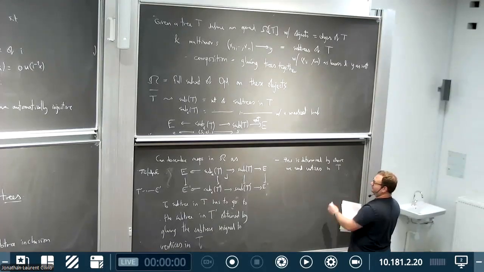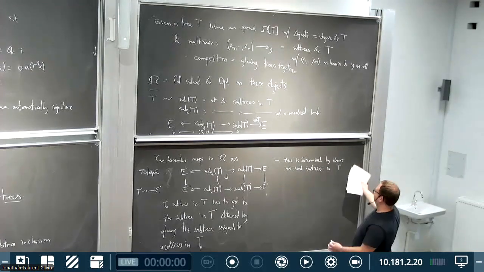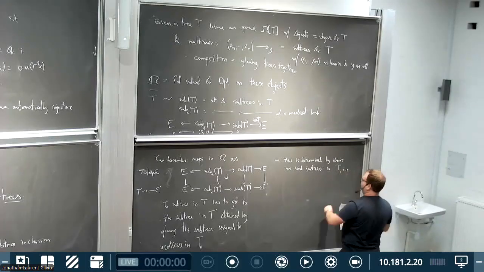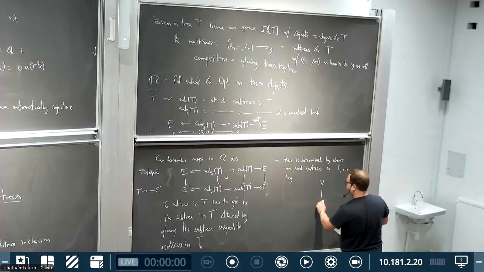Right. So this means that the map is determined by where we send the vertices. And so we can also say this is determined by taking V instead of T prime.